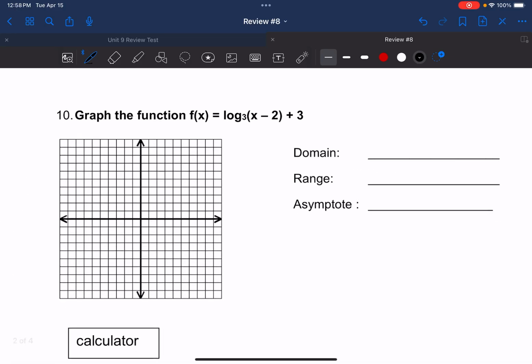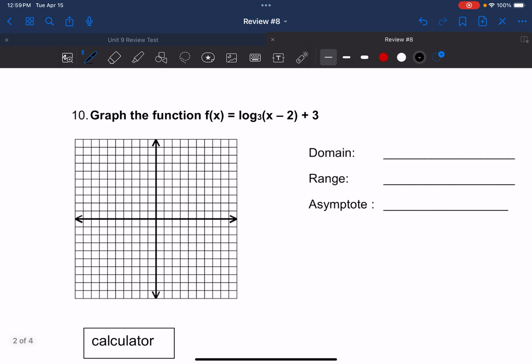All right, here we are to graph log base 3 of x minus 2 plus 3. A few points that we should know would be on the graph of y equals log base 3 of x without any changes made. If I were to plug in a 1 here, 3 to what power would give me 1? Well, that'd have to be 0.